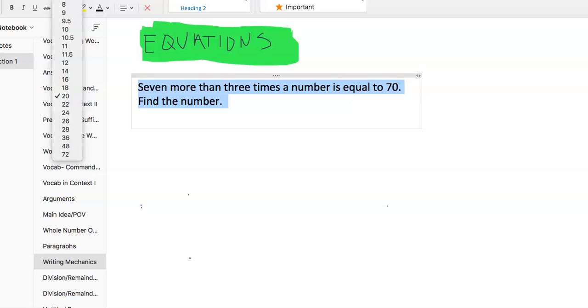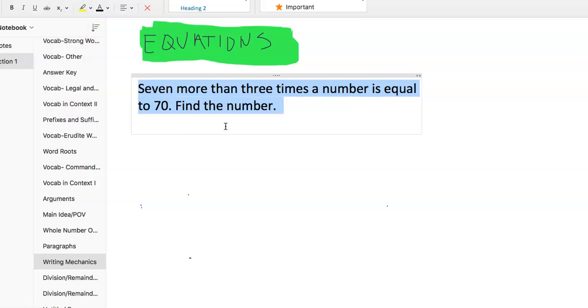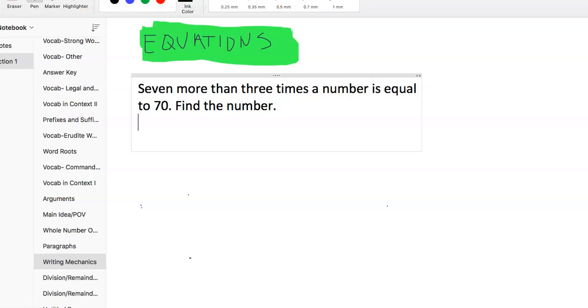7 more than 3 times the number is equal to 70. Find the number. Okay, so a lot of times it helps just to kind of think this out. Let me get a pen too. Okay, so it says 7 more. And so when I see that more, I'm thinking plus. Okay, so 7 more than 3 times a number.